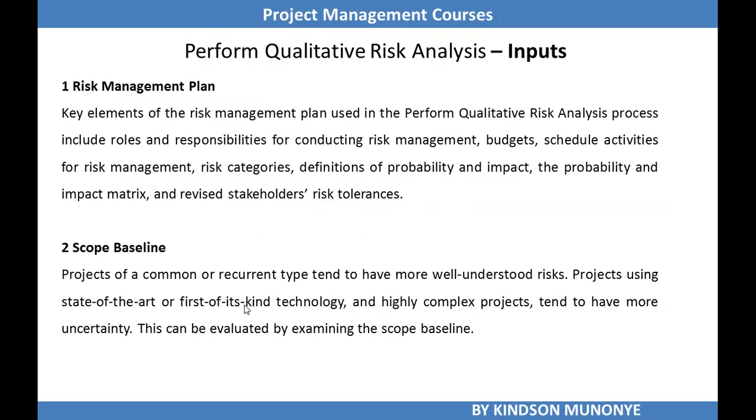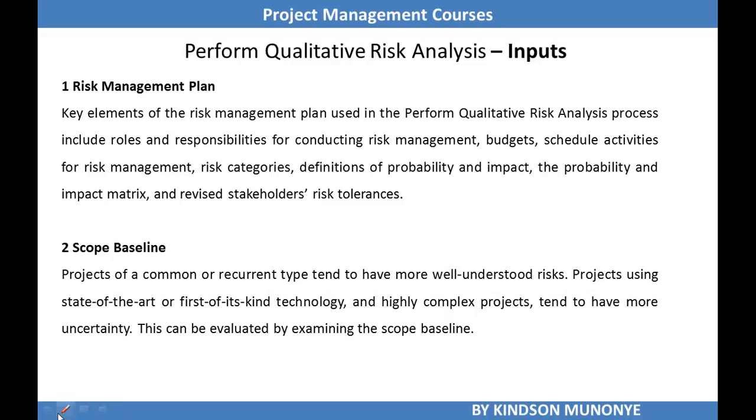Okay, let's now take a closer look at these inputs and why they are necessary to perform qualitative risk analysis. The first one is the risk management plan. The key elements of the risk management plan used in the perform qualitative risk analysis process include roles and responsibilities for conducting risk management, budgets, schedule activities for risk management, risk categories, definitions of probability and impact, the probability and impact matrix, and revised stakeholder risk tolerances.